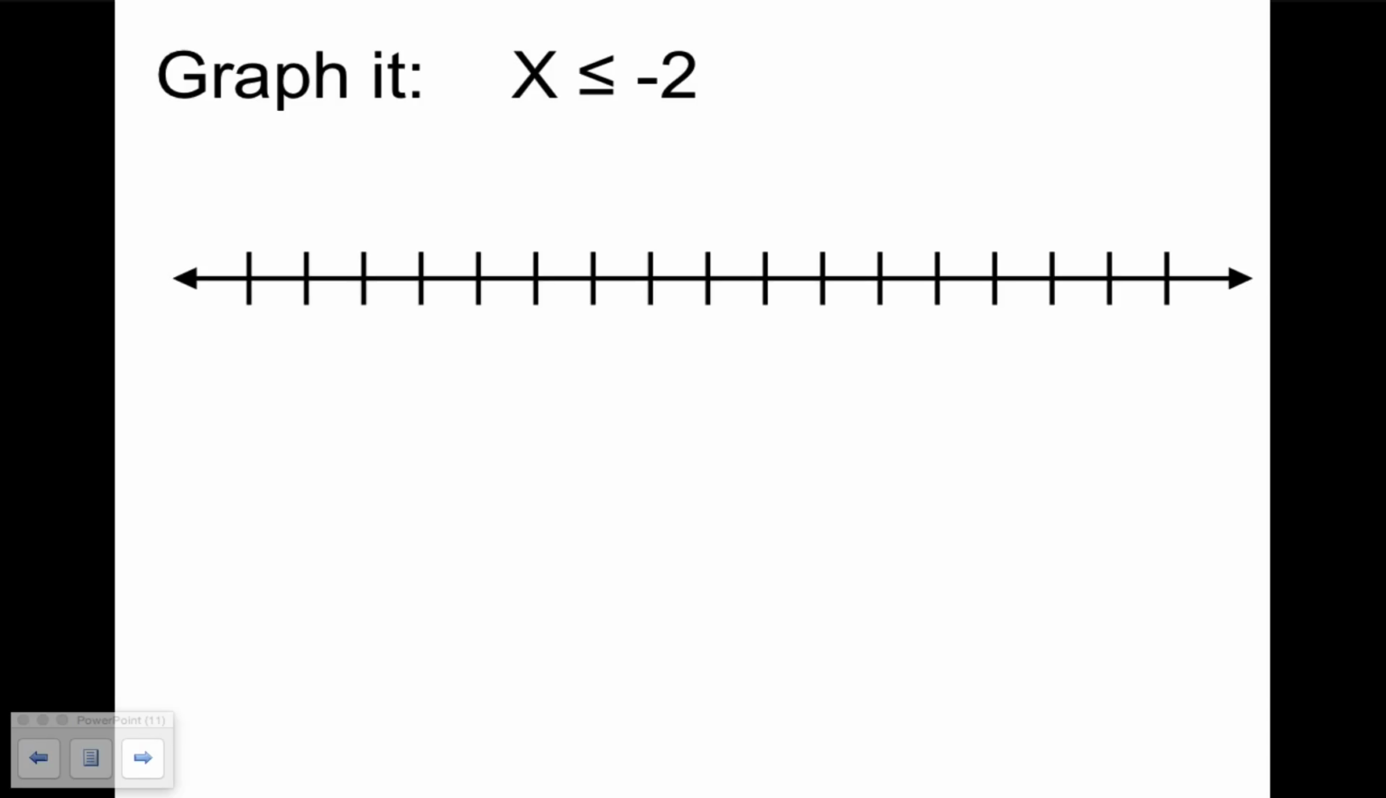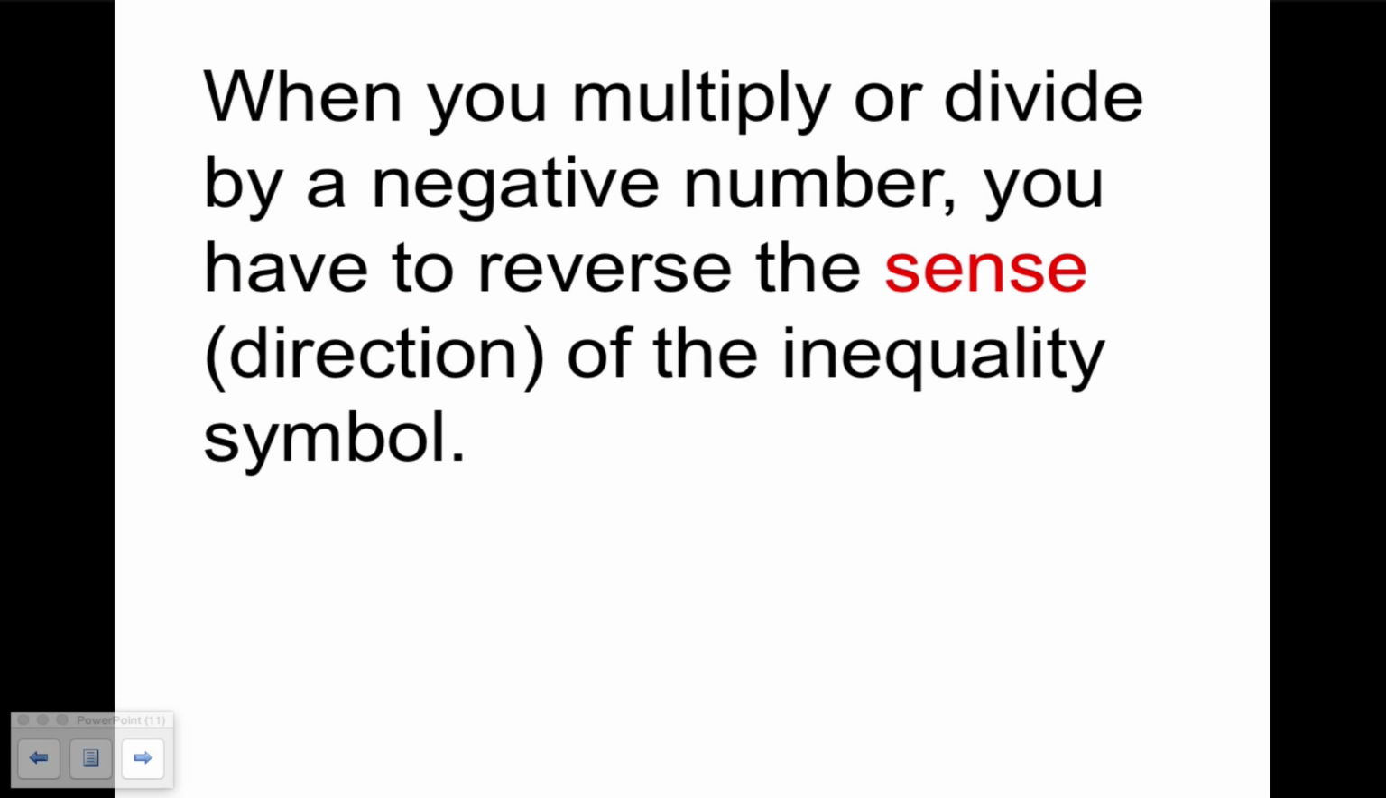So graphing x is less than or equal to negative 2, that inequality symbol is facing the same direction as the arrow when we have solve for x. So we can put a closed circle at -2 this time, arrow to the left, and we have one more example. When you multiply or divide by a negative number, you have to reverse the sense of the inequality symbol.